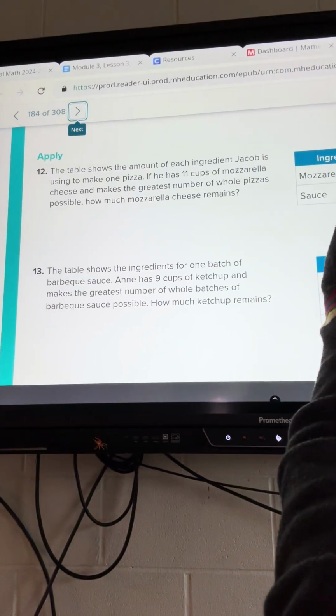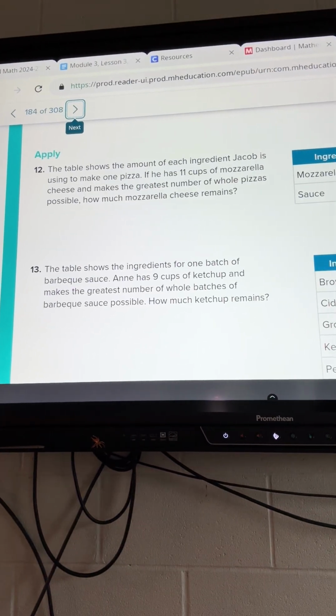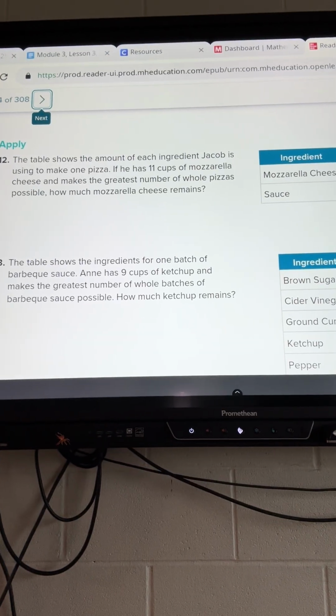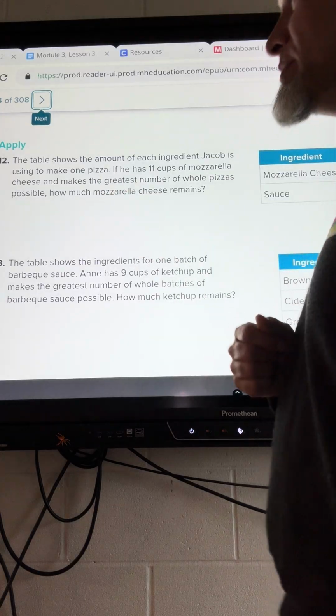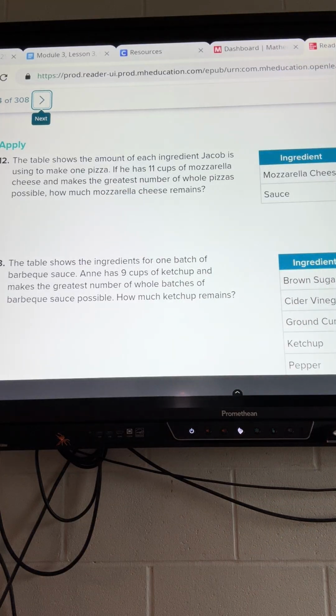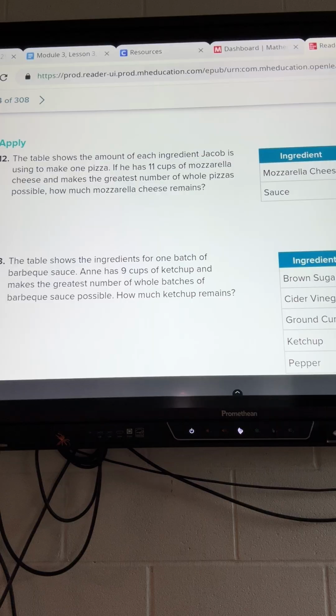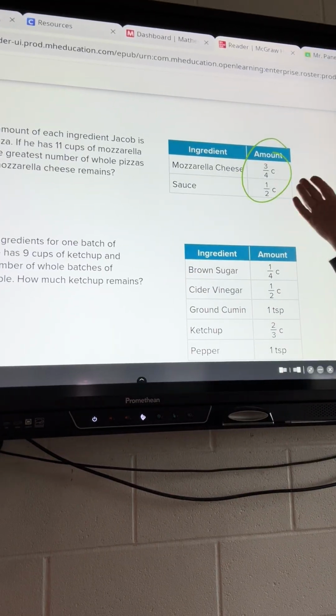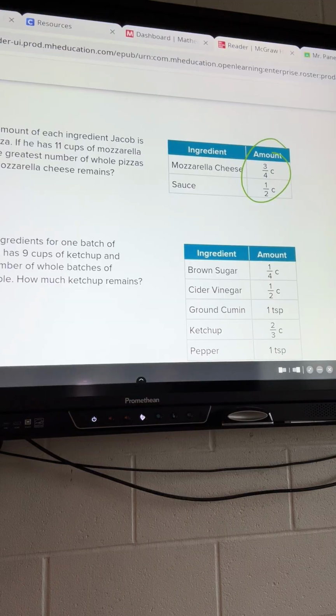It's a 2-parter. So it tells you here that the table shows the amount of each ingredient Jacob is using to make 1 pizza. So this is the amount of cheese and the amount of sauce he needs for 1 pizza right over here. He needs 3/4 of a cup of cheese, 1/2 cup of sauce. If he has 11 cups of mozzarella cheese and makes the greatest number of whole pizzas possible, how much mozzarella cheese remains?